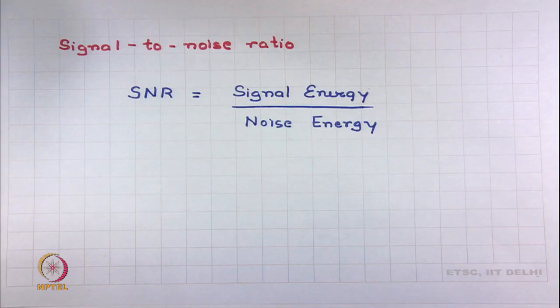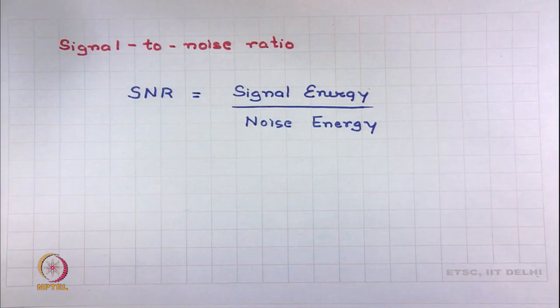Now, let us define signal to noise ratio. This is also an important metric, and when we do detection, we will see that the error performance is a very strong function of the signal to noise ratio. And thus, it is important to understand what this is. Signal to noise ratio is signal energy divided by noise energy, or we can talk about the signal energy per dimension, noise energy per dimension and things like that.